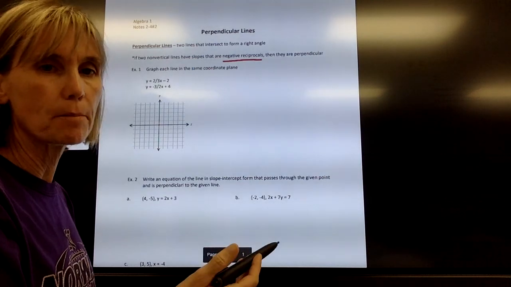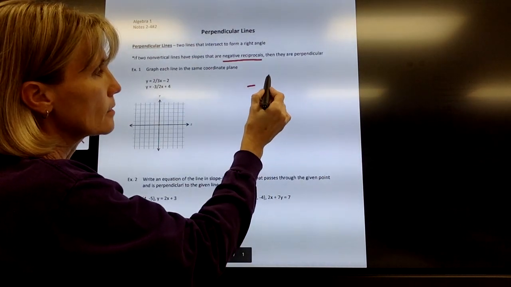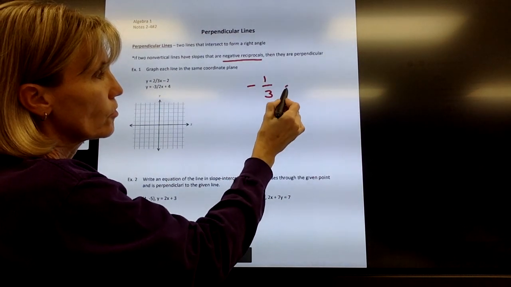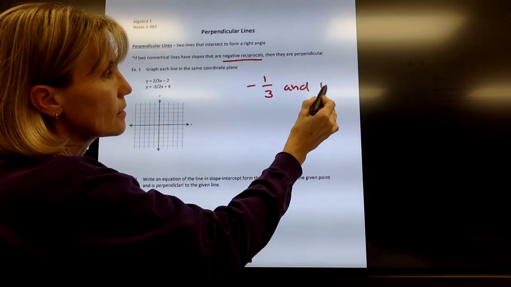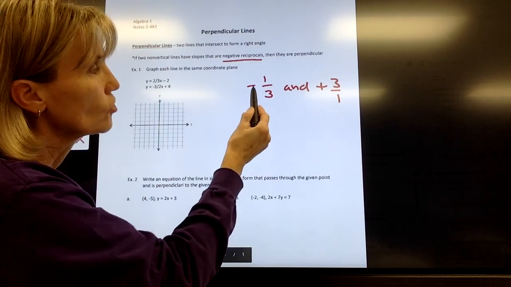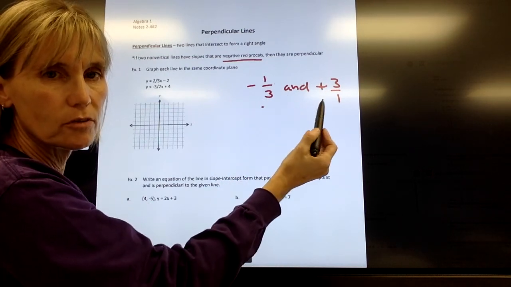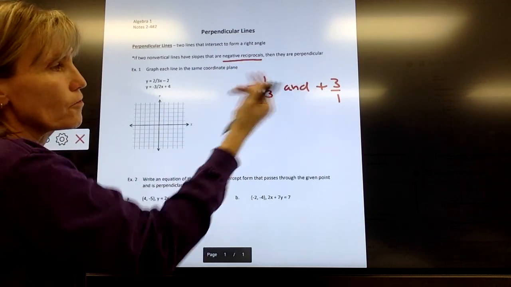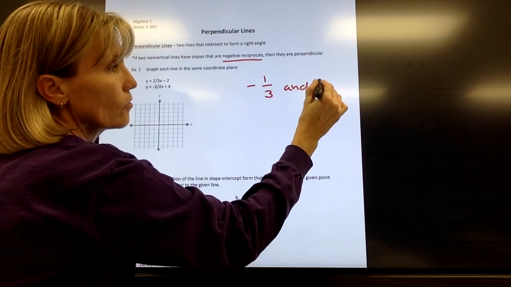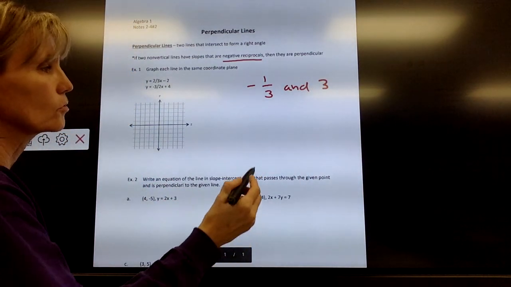What a negative reciprocal is, to be negative means that they have different signs. Sometimes I like to say opposite reciprocals. So you're going to see one slope be positive and one slope be negative. So I might have like a negative 1/3 and a positive 3/1, or just a positive 3. Those are negatives of each other. They're opposite signs, and they're reciprocals of each other. A reciprocal, remember, is when we flip the fraction over. So we would say that negative 1/3 and positive 3 are negative reciprocals.